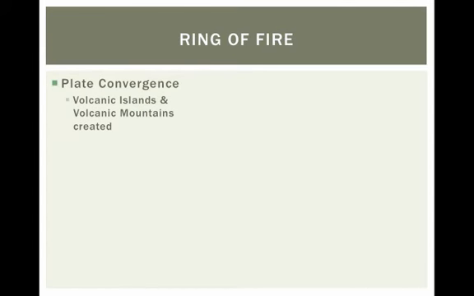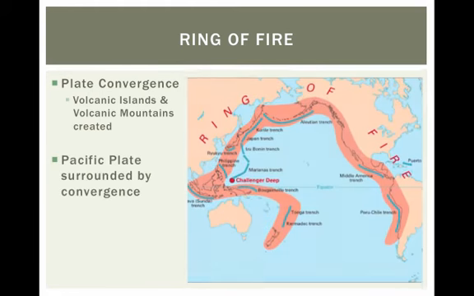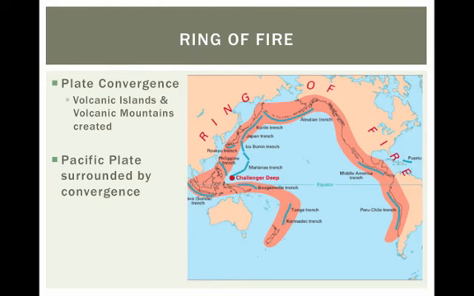Okay. The Ring of Fire. We talked about that a little bit with our last homework, but the Ring of Fire is basically plate convergence. Okay, we have volcanic islands and volcanic mountains being created. So here we have the United States, and we actually have the Cascade Mountain Range as a part of it.